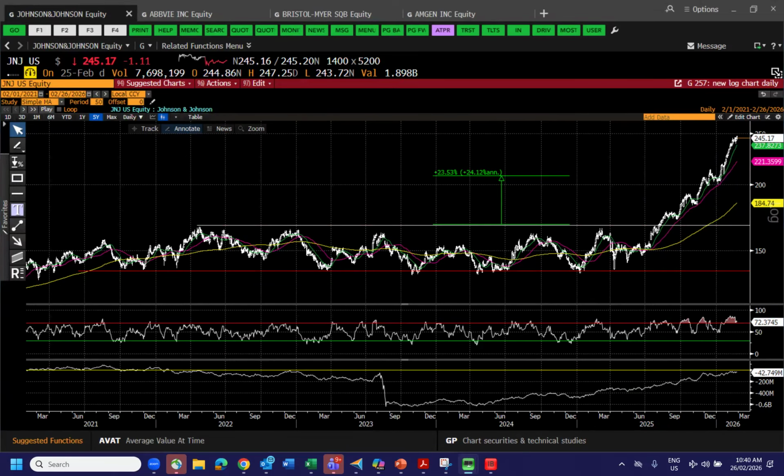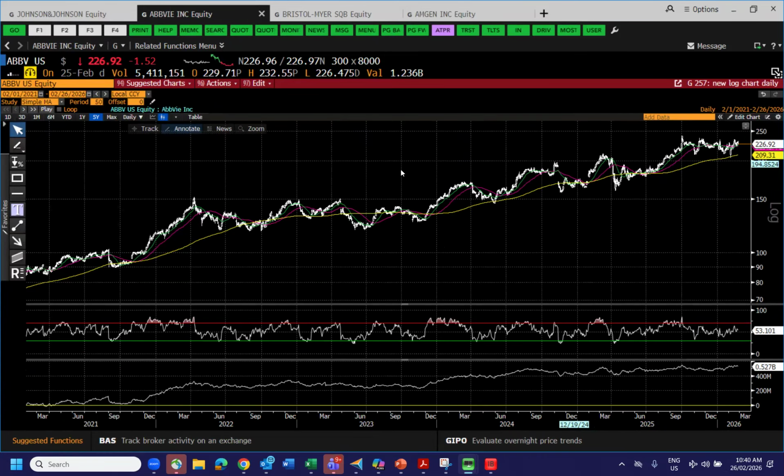Okay, got it. And AbbVie? Yeah, ABBV. It's just fund flows into defensives, basically. So losing money on that was just annoying. Nothing to do with fundamentals. Yeah.